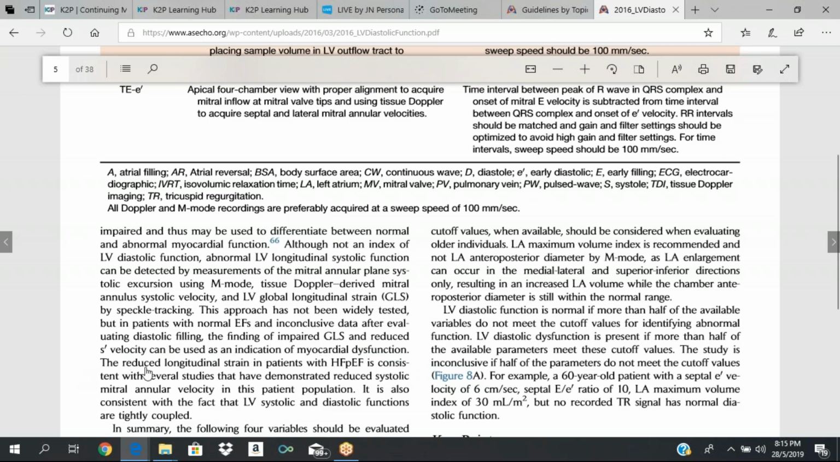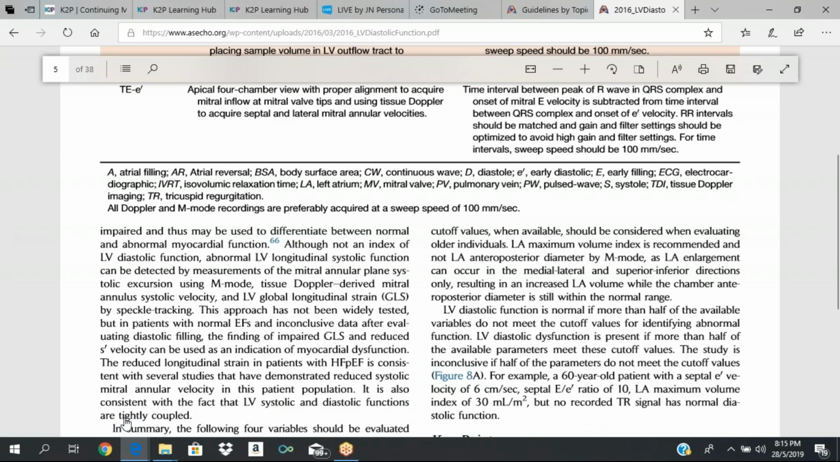myocardial dysfunction. The reduced longitudinal strain in patients with HFpEF, which is heart failure with preserved ejection fraction, is consistent with several studies that have demonstrated reduced systolic mitral annular velocity in this patient population. It is also consistent with the fact that LV systolic and diastolic functions are tightly coupled.